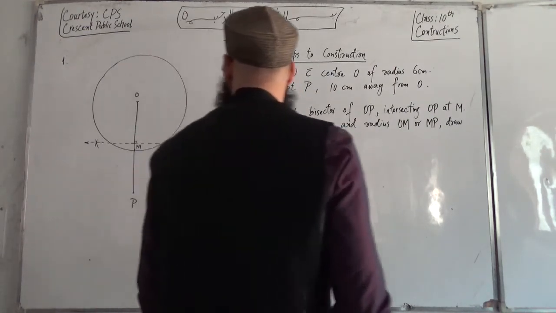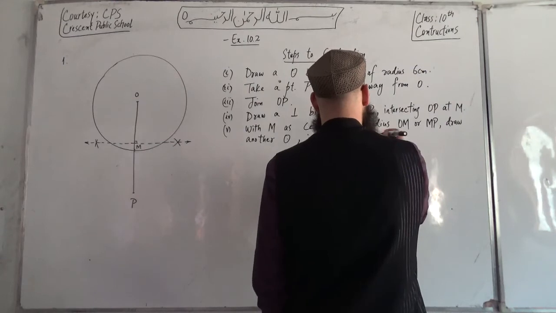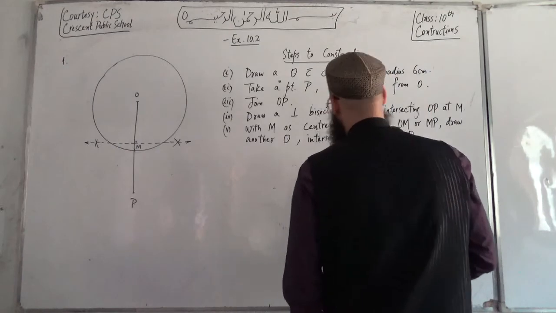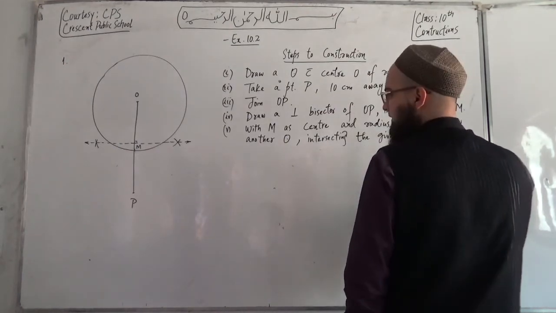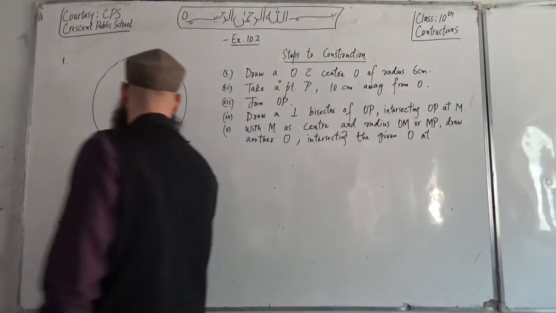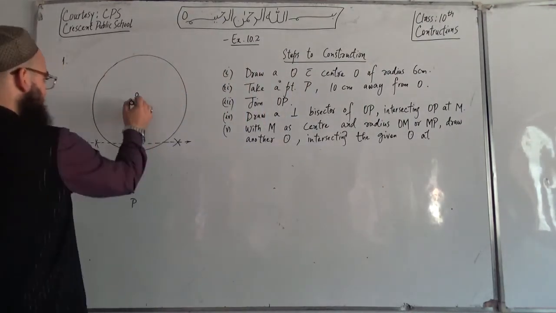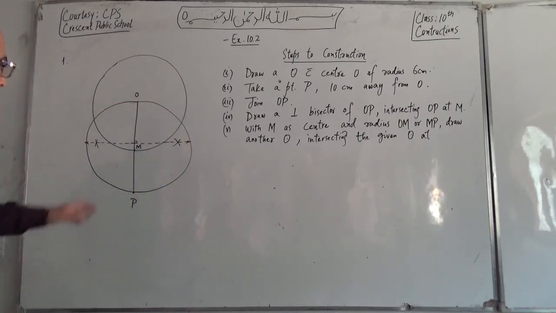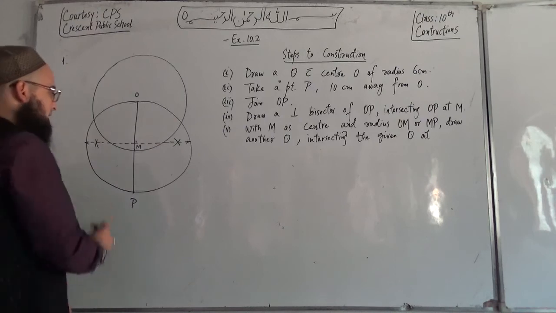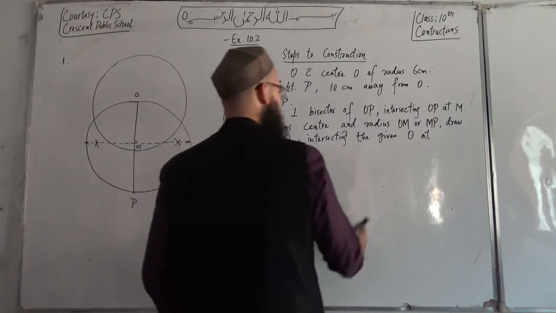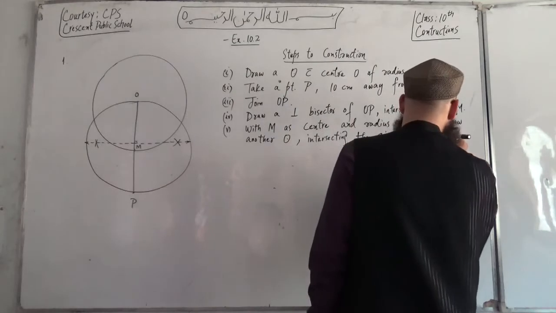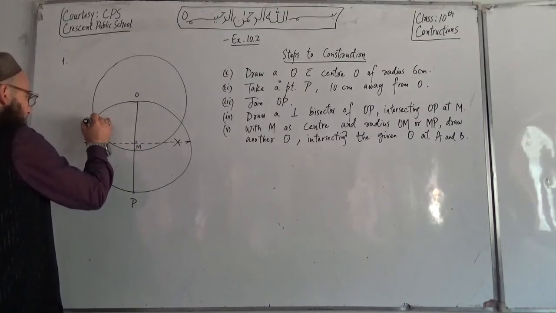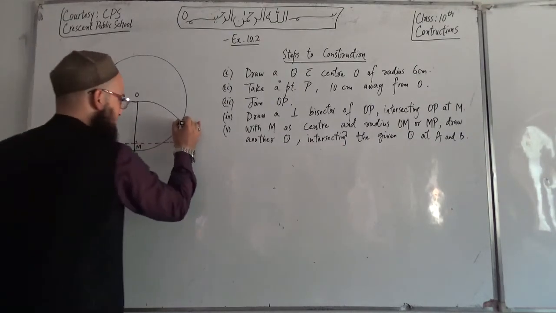Draw another circle intersecting the given circle. When you draw a circle like this, it will intersect the given circle at 2 points. Let us say those points are A and B. So let us name this as A and this as B.